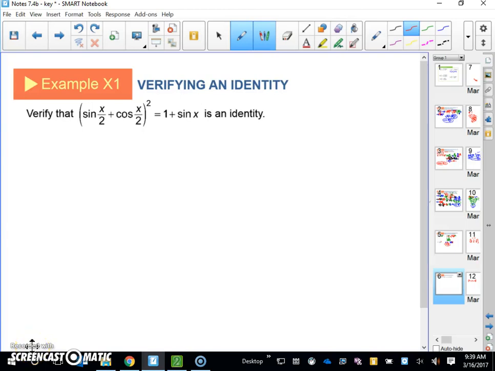Right, verifying an identity. We love these. So let's look at this one. We always want to start on the more complicated side. I think that looks like the left side. And if you notice, you've got a quantity being squared.